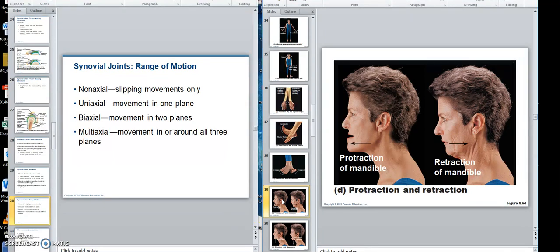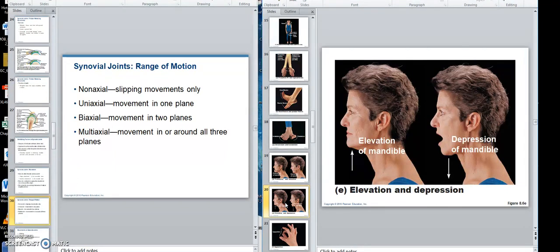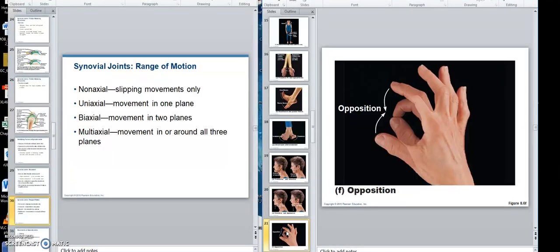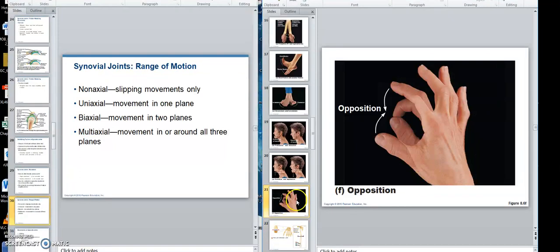You see how that lady right there is protracting, sticking her chin out, and then bringing it back in, retraction of the mandible, lower jaw. Elevation, okay, using the mandible, raising the mandible up. So you say elevate your mandible. That means really close your mouth in a way. Depression, come down. And this is opposition, where you're taking your fingers and putting them together.